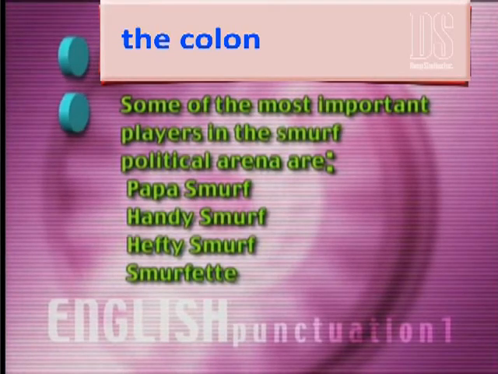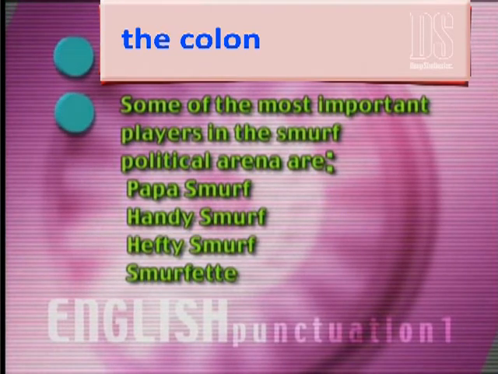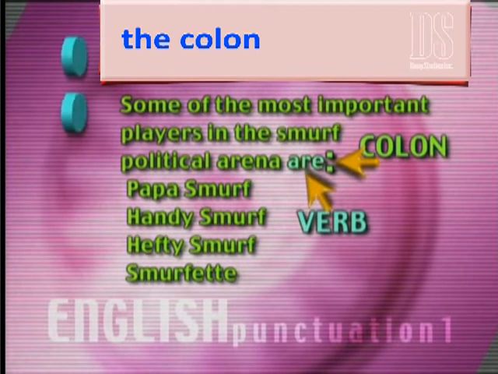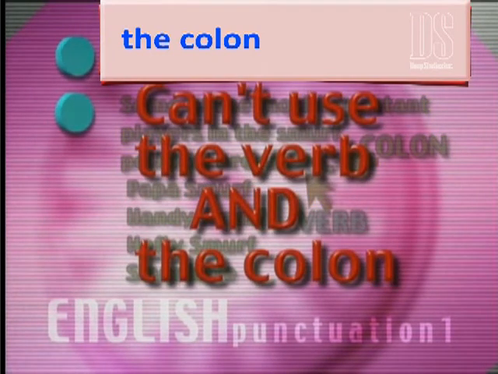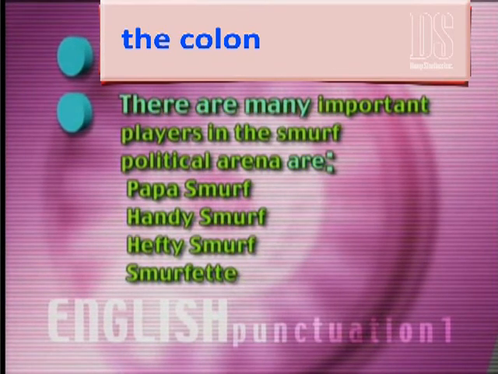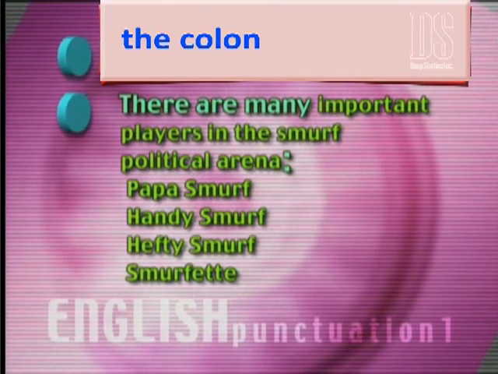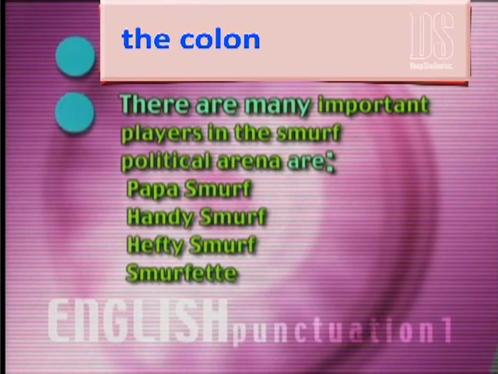Let's look at another example. "Some of the most important players in the Smurf political arena are: Papa Smurf, Handy Smurf, Hefty Smurf, Smurfette." Here we have a list with both a colon and a verb. It's so tempting to stick a colon in here because of the way we listed all of the Smurf politicos beneath the rest of the sentence. But we can't use the verb and the colon. We have two ways to fix it. 1, get rid of the colon like this, or 2, tweak the first part of the sentence and then ditch the verb like this: "There are many important players in the Smurf political arena: Papa Smurf, Handy Smurf, Hefty Smurf, Smurfette." Both of these are correct, just as long as we don't use both the verb and the colon.